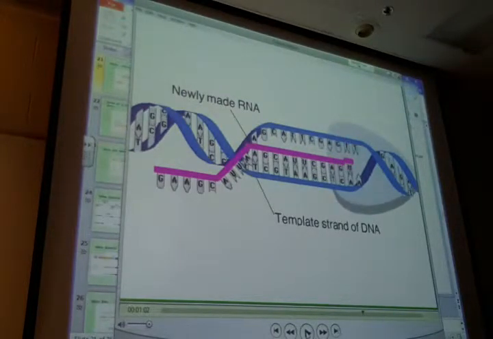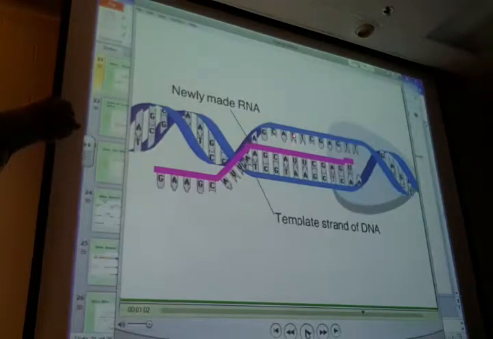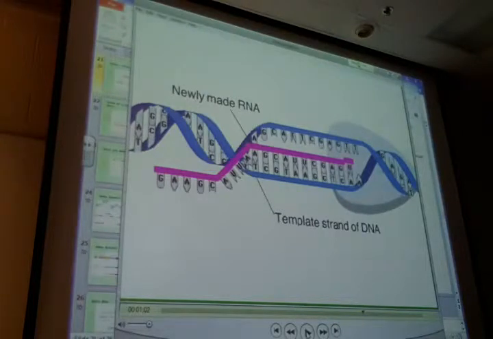If we look closely here, we're reading the template strand, and what are we making a copy of? The coding strand, right? G with G, C with C, A. Again, we swap T's for U's, but they mean the same thing. So by reading the template, we make a copy of the coding strand of the DNA. That's the whole point.